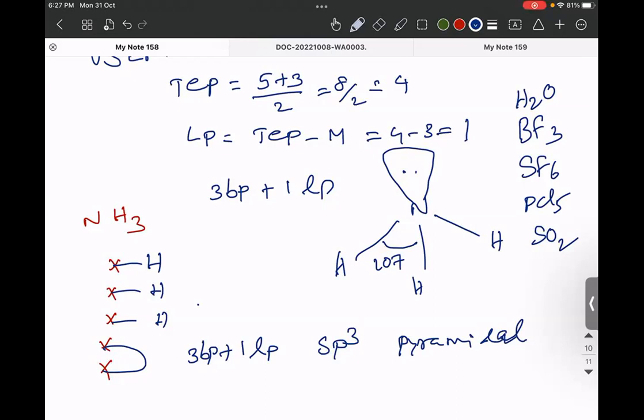What is the shape? Correct. So take the data. Then you have two lone pairs. What will you do? It is sp3 hybridization, no doubt. It should be different, two occupied lone pairs. Then what is the shape?